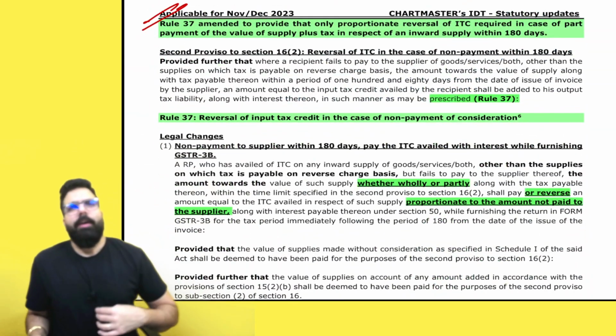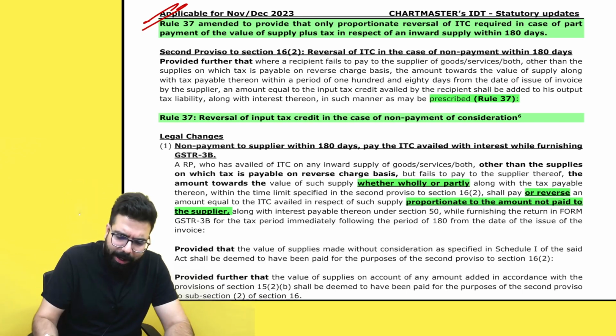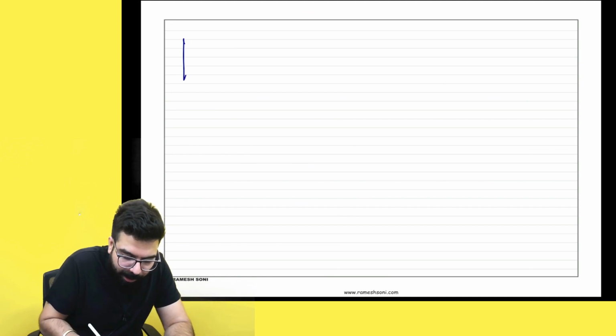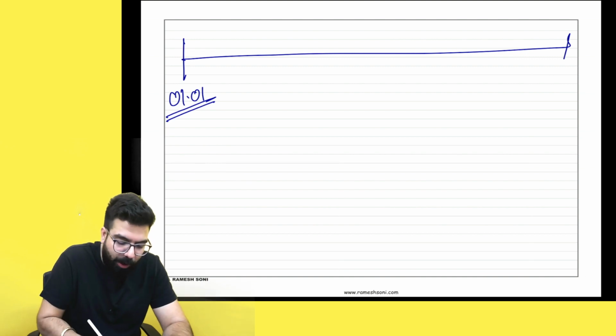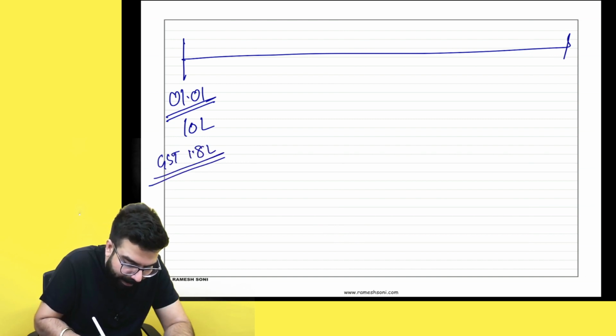The next one is rule number 37. Sir, what does rule number 37 say? Do you remember we had one rule number 37, that supposing one supplier went ahead and gave me an invoice on 1st of January. In the invoice, he told me, sir, 10 lakh rupees credit and the GST was 1.8 lakh. Okay, sir, the point is clear till here.